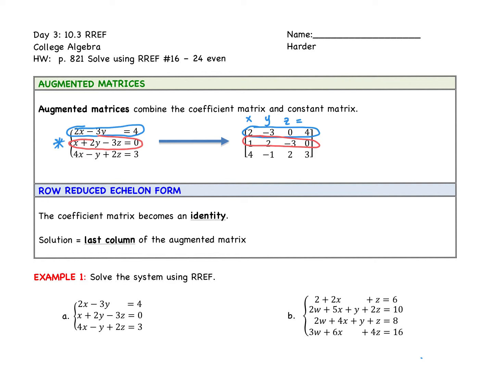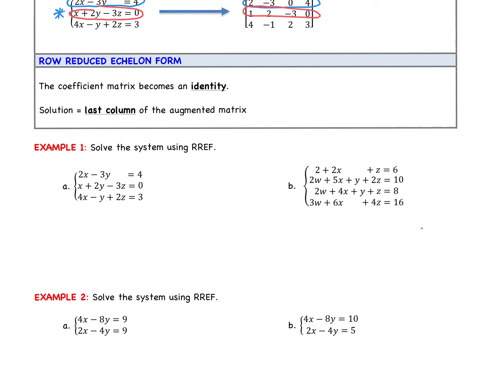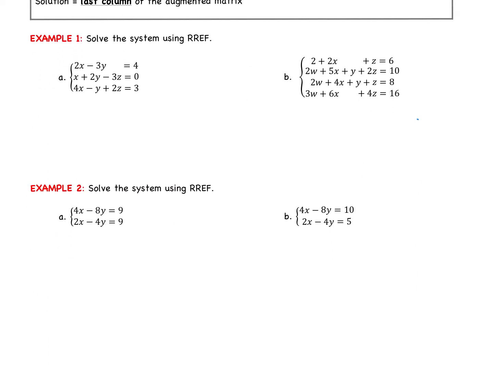The easiest way to see this is just to do an example. So we're going to do a few examples. We are going to start by writing the matrices, then we will go to the calculator. So let's look at example number 1. It says solve the system using RREF. First thing that you're going to do is you are going to write your matrix.